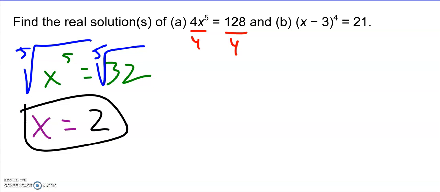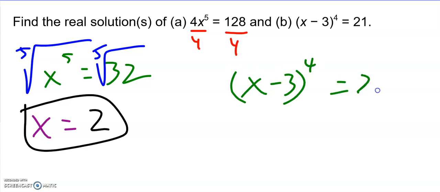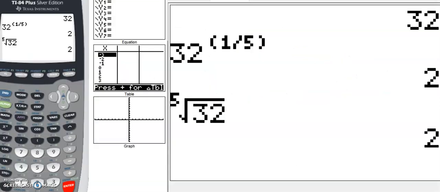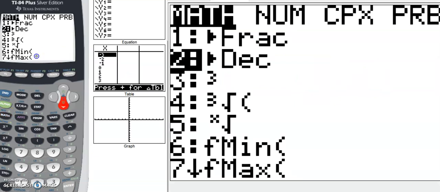For B, well, what are we going to do first here? Well, there's nothing to add, subtract, multiply, or divide by because the exponent, which is 4, is on the entire quantity. So the first thing I'm going to do is I'm actually going to get rid of that exponent. So I'm just going to rewrite this. So I have (x minus 3) to the 4th equals 21. And now we are going to do a fourth root of both sides. The fourth root of 21 is not a nice number. It's an irrational number, I should say.